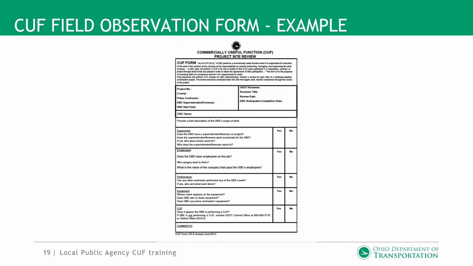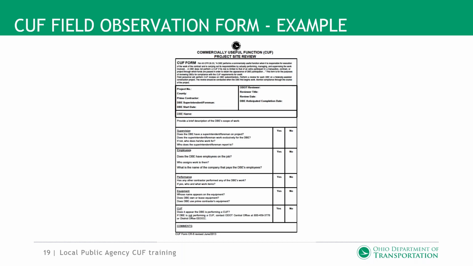This is a CUF field observation form. It's also an example. There are variations of this form. Again, I want to mention that this form should be completed in full. That means the project number, whether that's your local project number, or you should include the PID number, which is the project identification number that comes from ODOT. That way we can readily identify what project this actually belongs to for requirements.